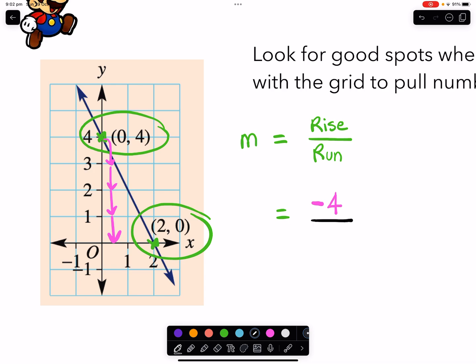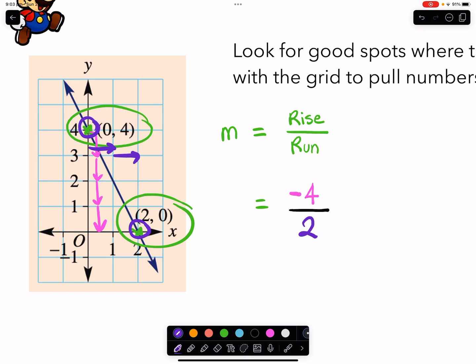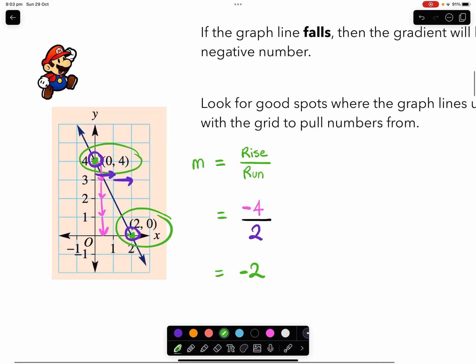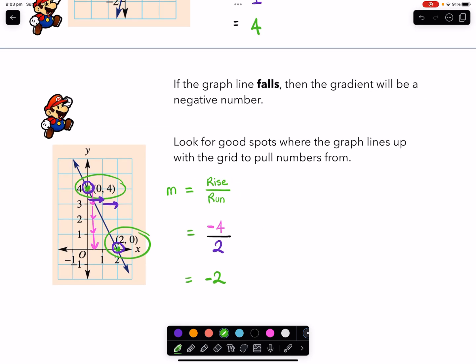And how far did he run in that duration from this spot to this spot? Well, that is one space and another space horizontally. So that's going to be a 2 on the bottom. Now we do a little bit more maths working. So -4 divided by 2, that's going to give us an answer of -2 is our gradient. Okay, so hopefully that makes it clear why the gradient ends up being a negative number when the graph is falling.